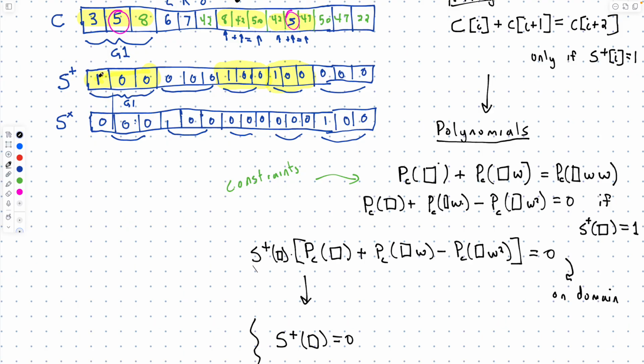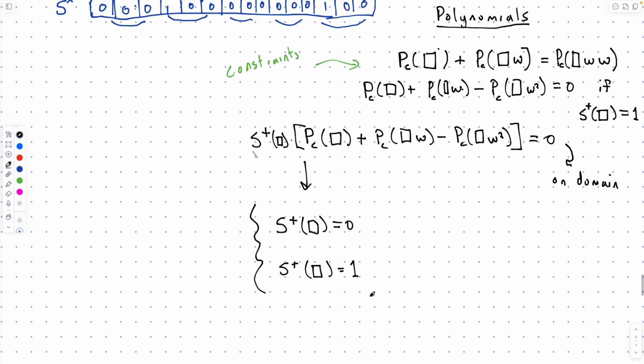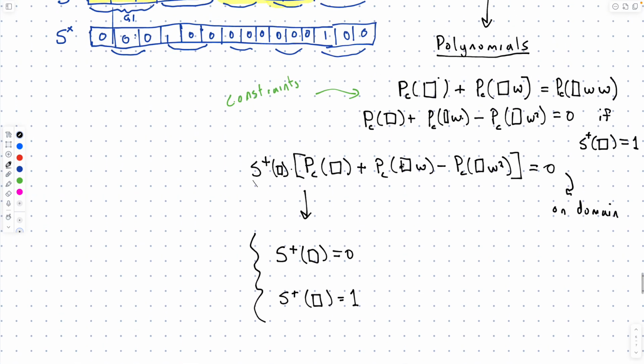Okay, so when S plus equals 0, this whole thing, let's give this a name. First off, can you multiply polynomials together? You can. You can add polynomials together. So what is this? It's a polynomial. It's the sum of 3 polynomials multiplied by another polynomial. So this whole thing is a polynomial. Let's call it, for fun, V. So we have this V polynomial. If S plus is 0, then V has to be 0.